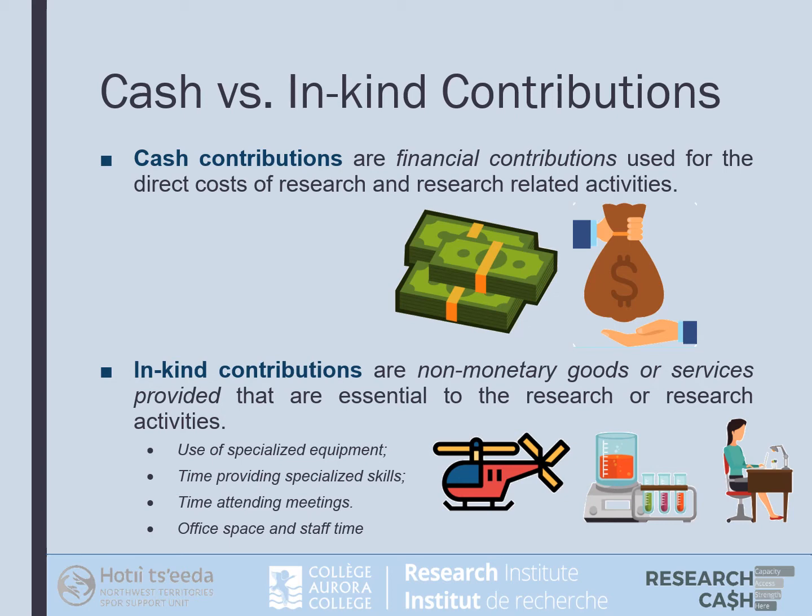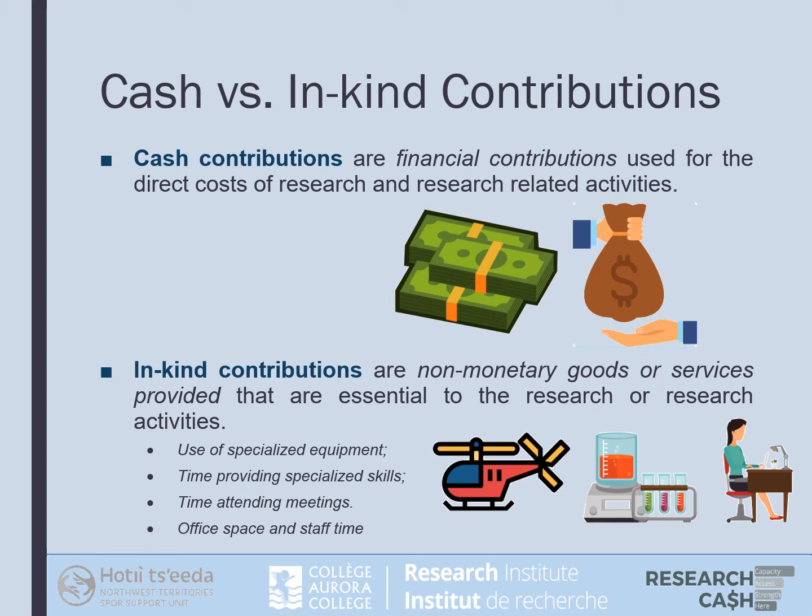So cash contributions are exactly as the name would suggest. These are financial contributions used for the direct costs of research and research activities. In-kind contributions are non-monetary goods or services that partners, sponsor organizations, and institutions provide that are going to be essential to the research or the research activities.